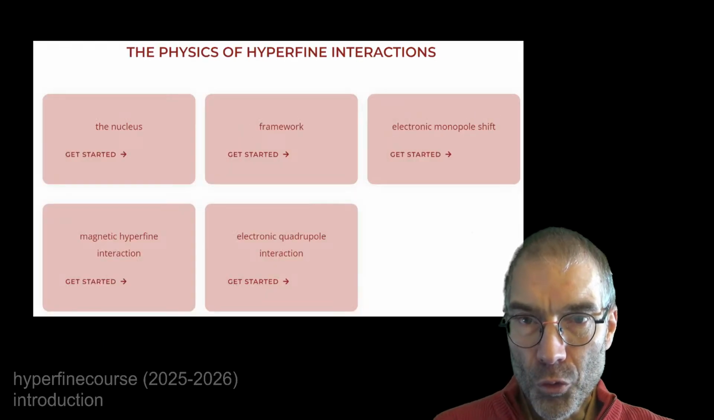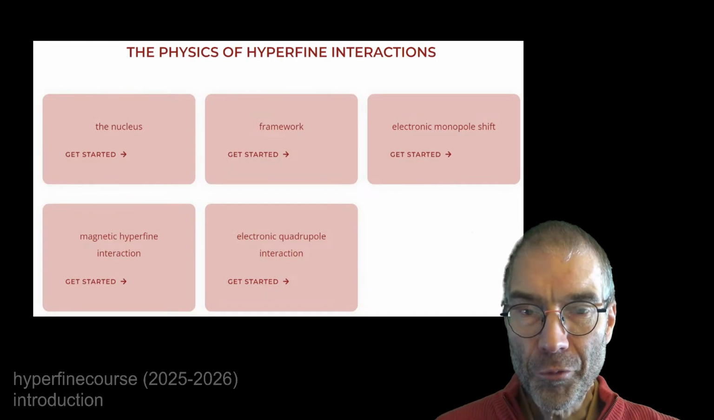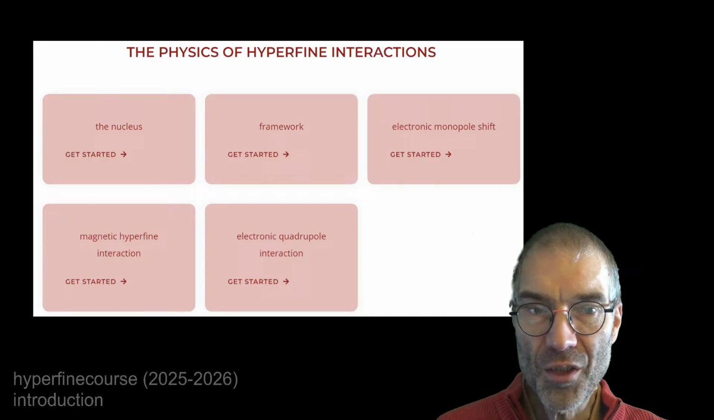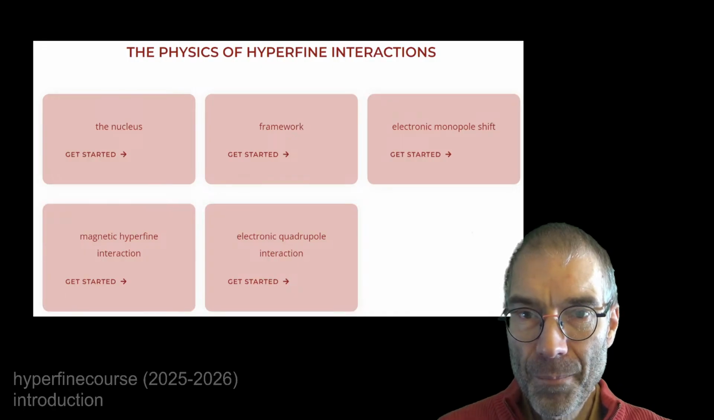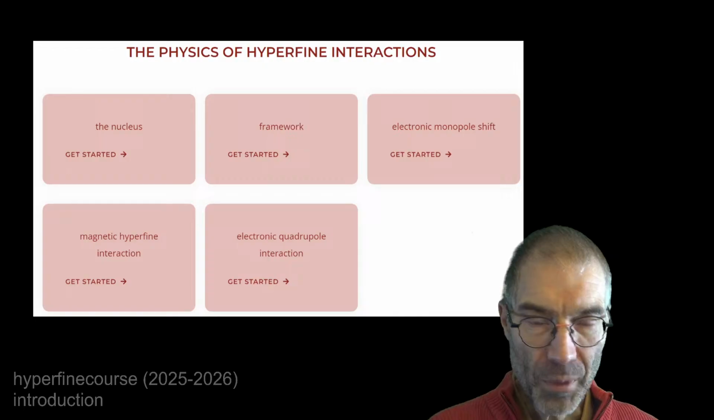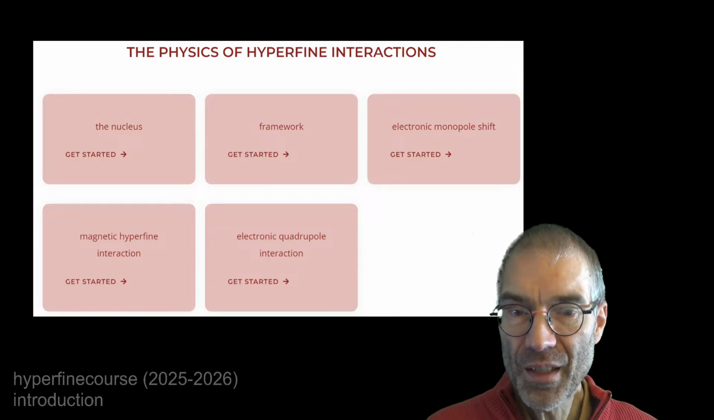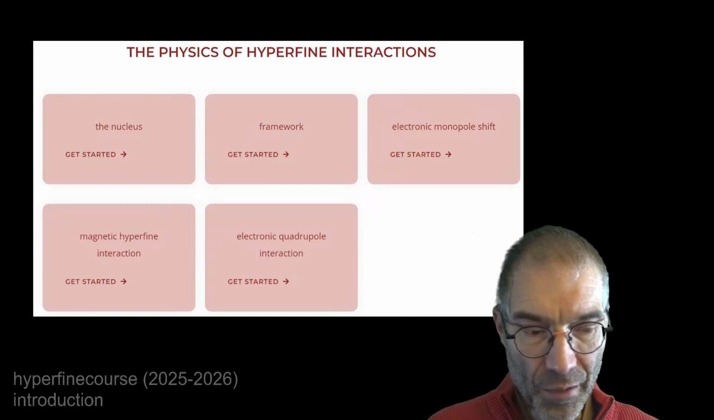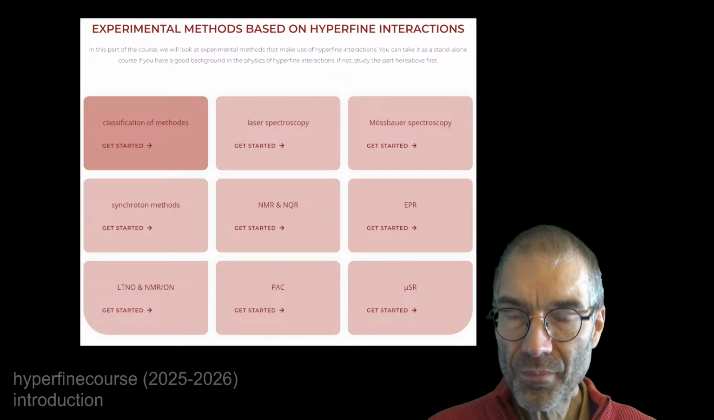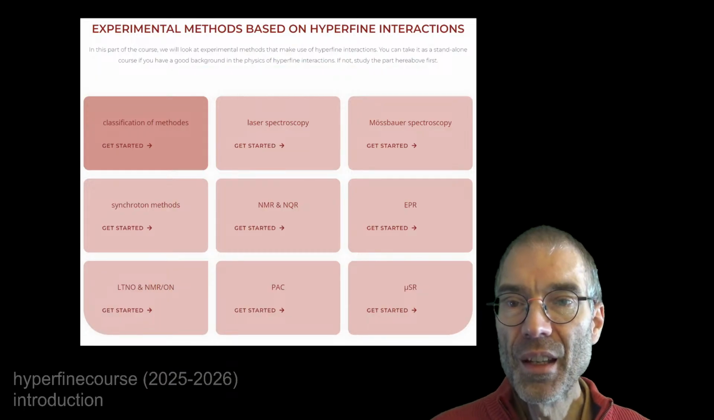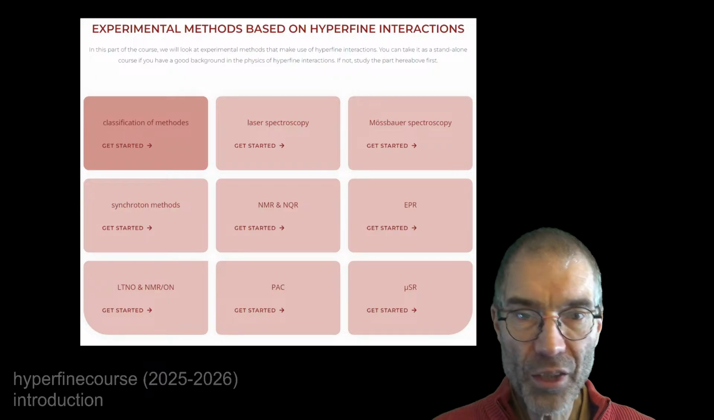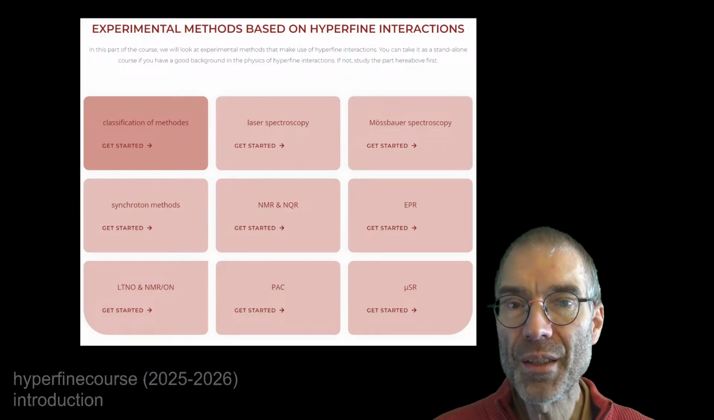Then, if you continue, you meet the 5 modules on the physics of hyperfine interactions. So, no experimental methods there yet. This is a purely physics topic. And after that, after 5 weeks, we have the collection of experimental methods.